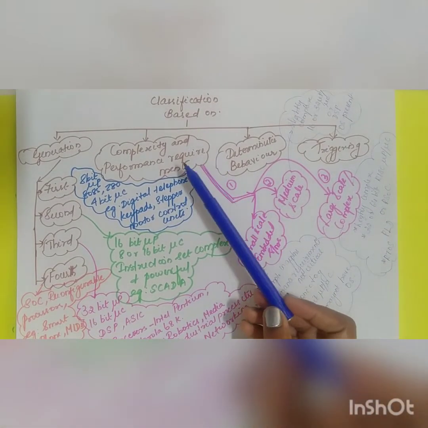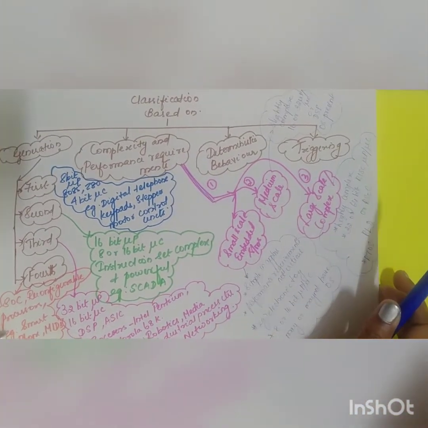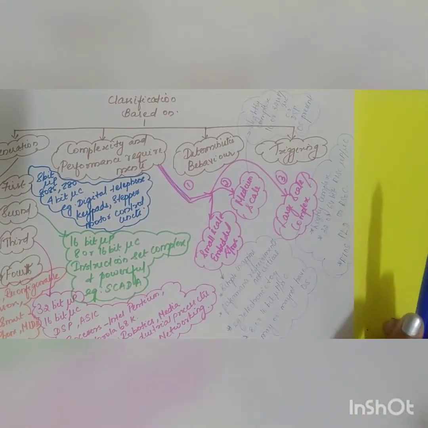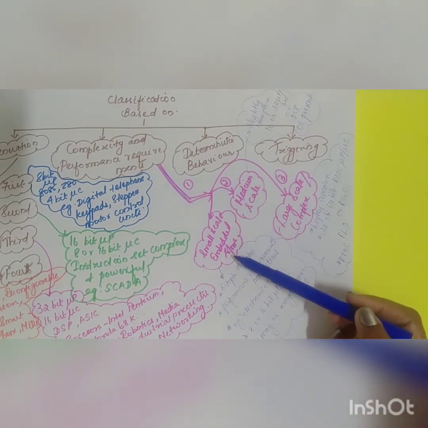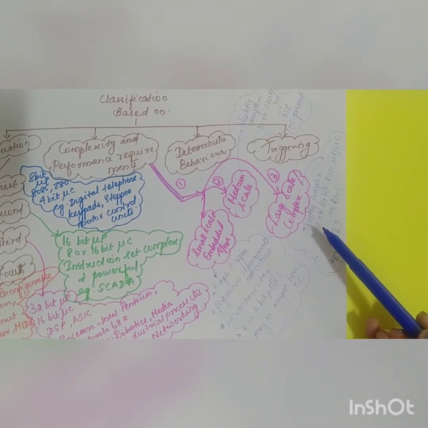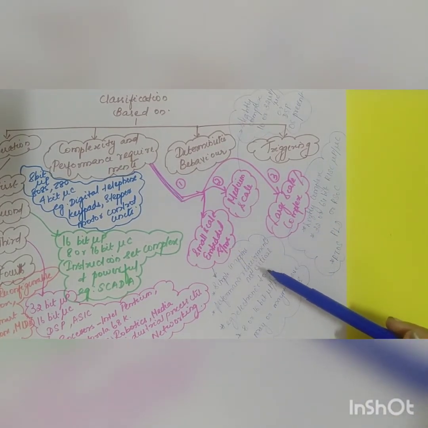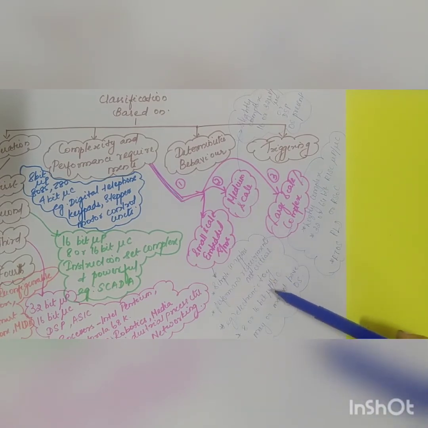The second classification is based on your complexity and performance requirements. Based on complexity and performance requirements, it is again divided into small scale embedded systems, medium scale embedded systems, and large scale or complex systems. In the case of a small scale embedded system, the application is very simple and performance requirements are not critical. An example is your electronic toy.